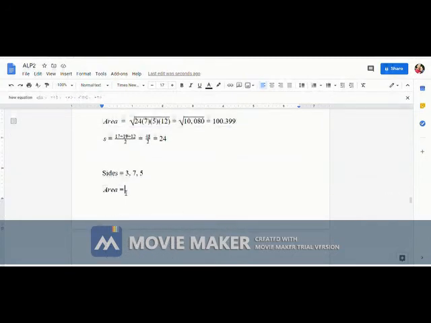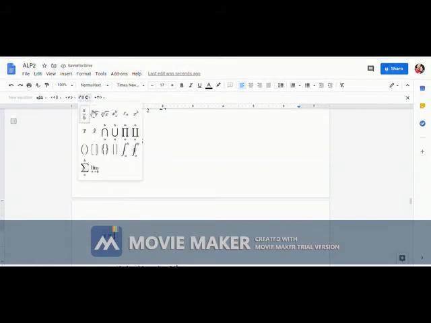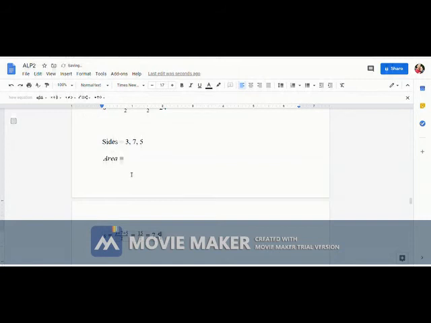So actually first we need to find S for this. So S equals 3 plus 7 plus 5 over 2. That equals 15 over 2, or 7.5.